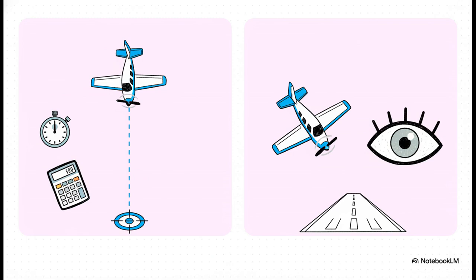The first is the set rate technique. This one's highly calculated. You plan a set rate of descent, let's say 500 feet per minute, you figure out how much altitude you need to lose, and you use your ground speed to pinpoint exactly how many miles out you need to begin the descent.